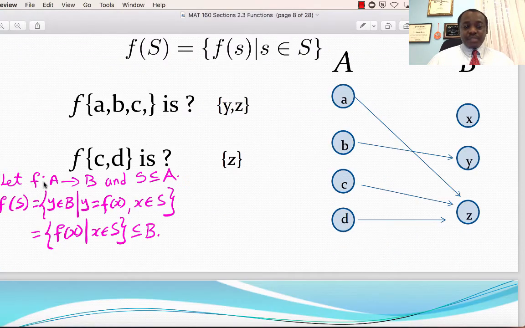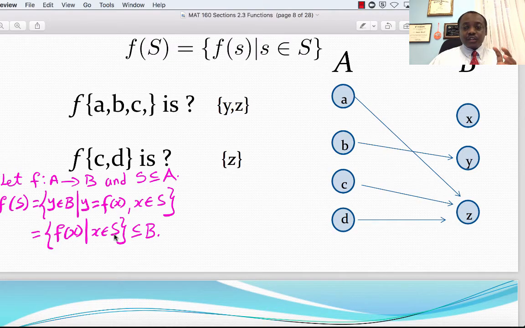So if f is a mapping from A to B and S is a subset of A, then f of S is the set of all elements y in B such that y equals f of x, where x is from S, you see. So instead of dealing with the entire domain, I'm interested in just a subset of the domain called S. And that is nothing but the set of all f of x, where x is an element in S.